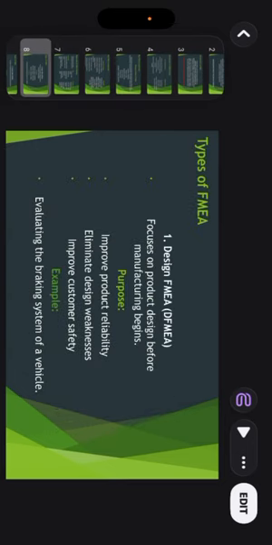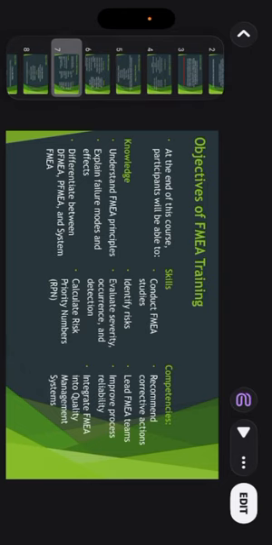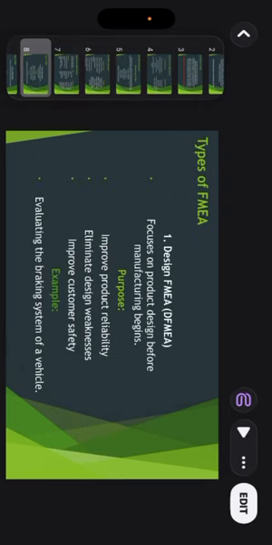So at this point, we'll be looking at slide 8, which is: let's define FMEA. DFMEA: failure in product design before manufacturing begins. That is DFMEA, design FMEA. It focuses on product design.